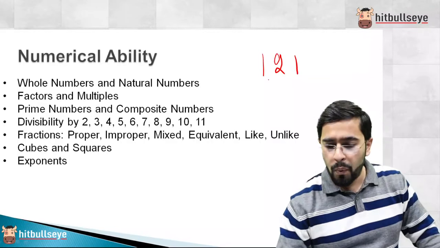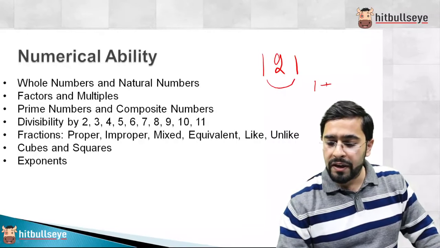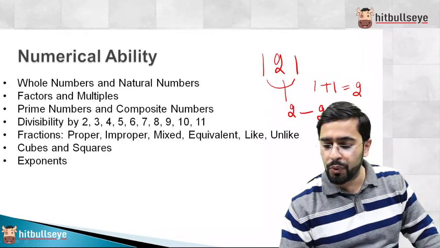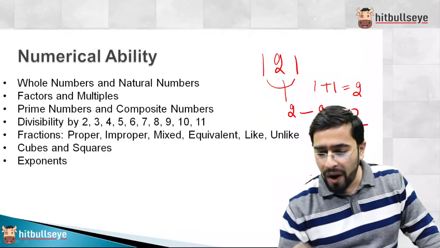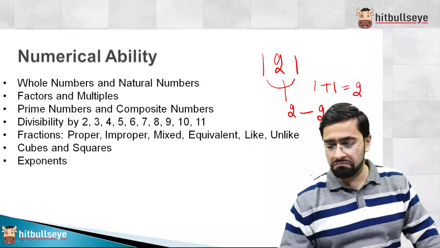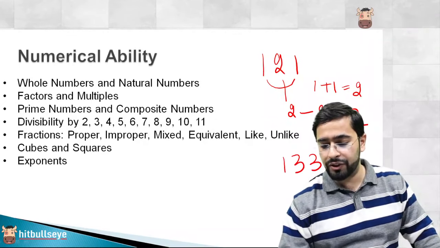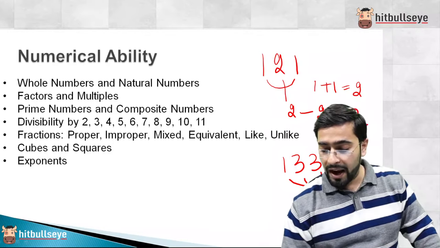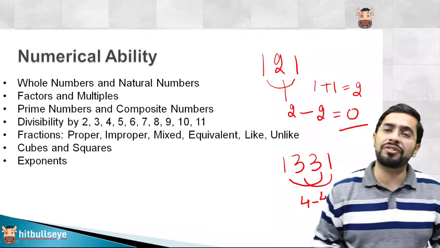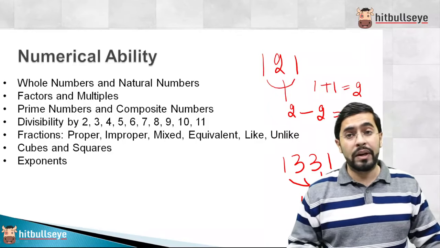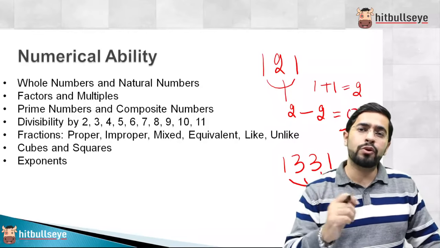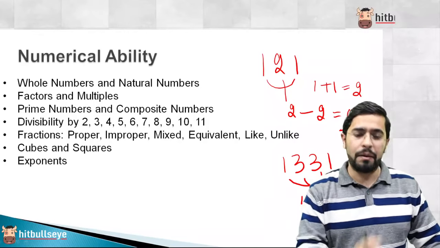So in the case of 121, 1 plus 1 is 2 and this digit is 2. So 2 minus 2 is 0. Since the difference is 0, 121 is divisible by 11. Similarly, let's take another example, 1331. So we have 1 and 3 is 4. 1 and 3 is 4. You subtract them, the difference is 0, meaning 1331 is divisible by 11. You can take some more numbers, and if you check, this is how you will find whether most numbers are divisible by the numbers that I have given.